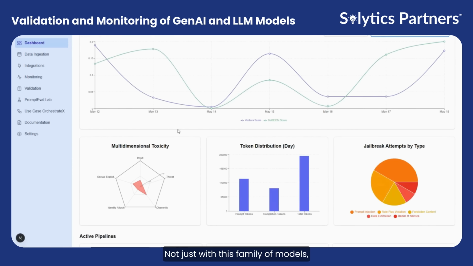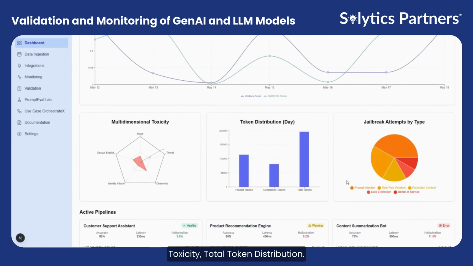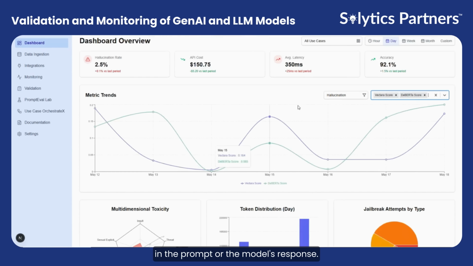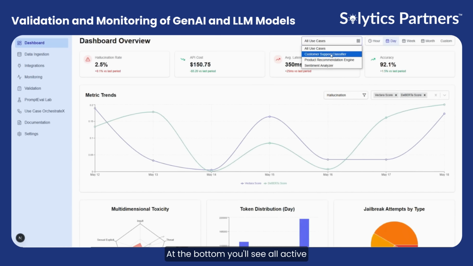Not just with this family of models, we also monitor other metrics such as toxicity and total token distribution. We also monitor prompt injections and other jailbreak attempts, whether in the prompt or the model's response. At the bottom, you'll see all active pipelines, and you can monitor a specific use case by clicking on it.